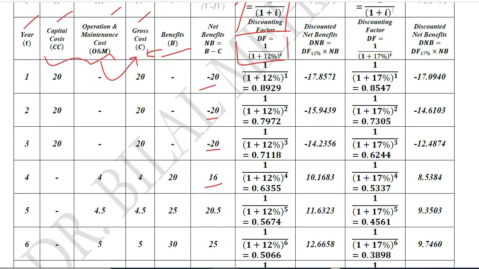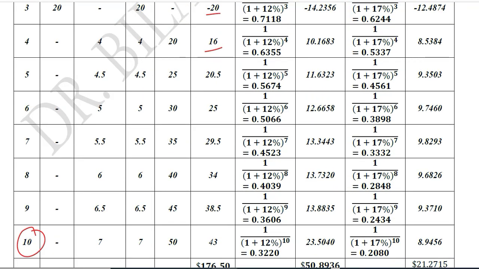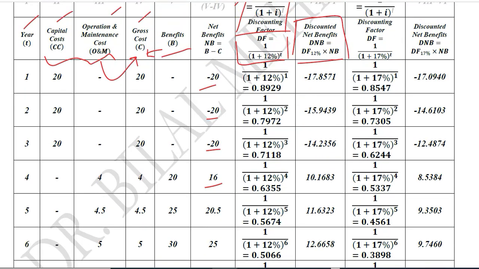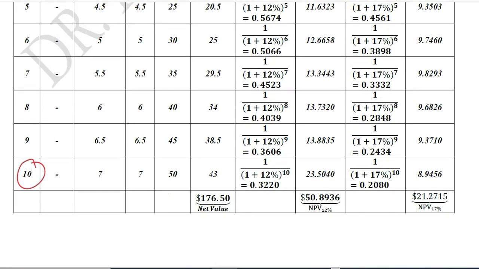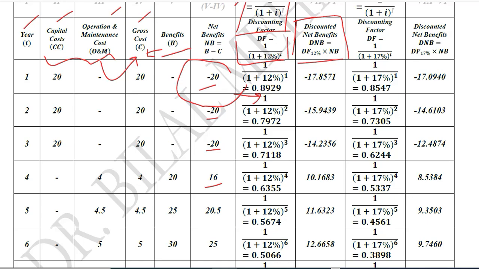So at 12% we will discount the net benefits, which will become the discounted net benefits, and then this stream will be created after we multiply the net benefits with the discounting factors. Now after this we will take the sum of it, and the sum is this, which is the answer of the NPV at this discount rate, which is positive. And then we can talk about the discounted net benefits.